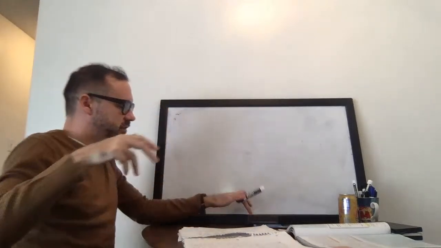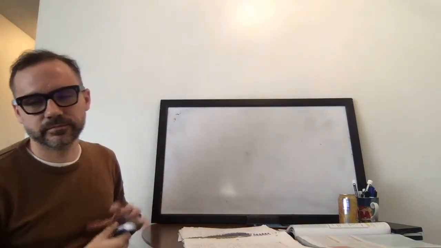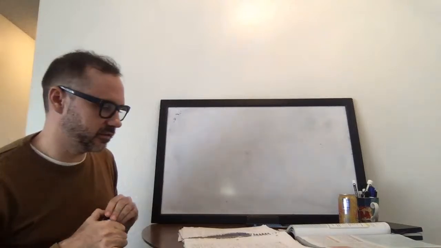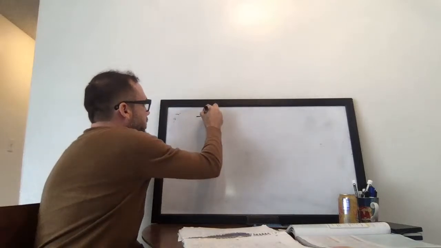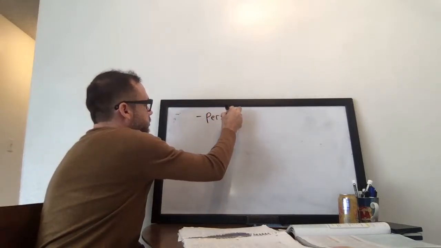So first I'll list them in a list. I'll just give you the names of all 8. Then we'll pay attention to them one at a time, starting at the top. But I want to list them first just so that you have a sense of where we're going to go. So here they are, 8 fallacies of relevance. The first one is called personal attack.